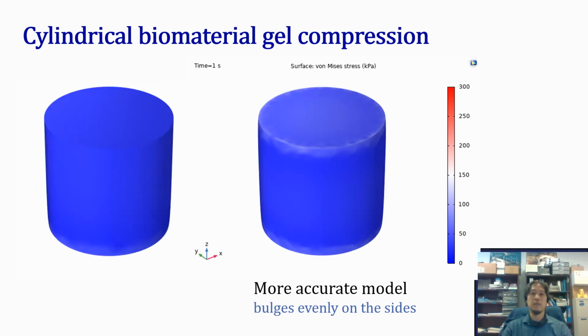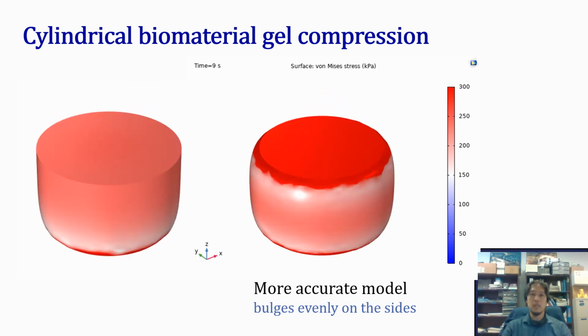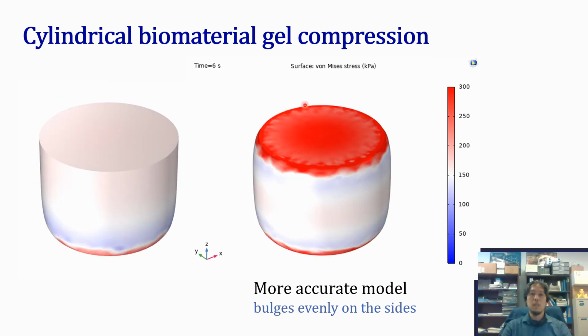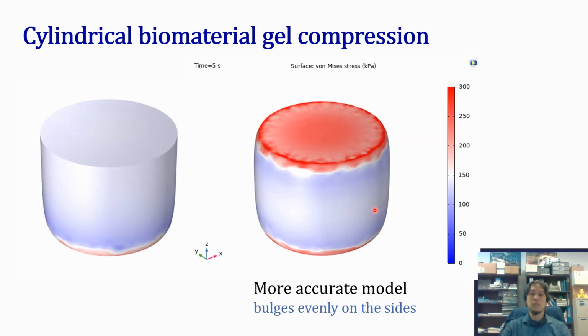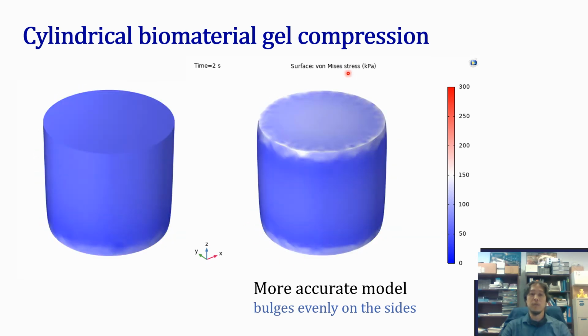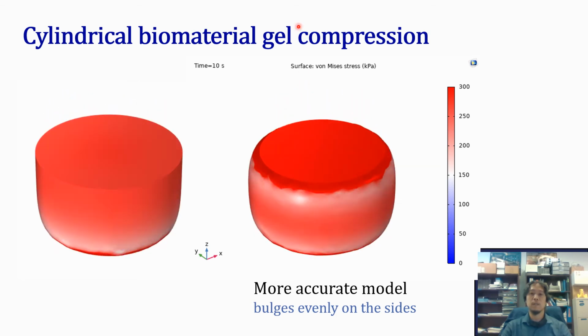Another application of the solid mechanics interface is in materials testing, particularly in the simulation of biomaterial gel compression. This is a more accurate model as displayed by the even bulging of its sides during application of compressive stress, which increases as strain increases.